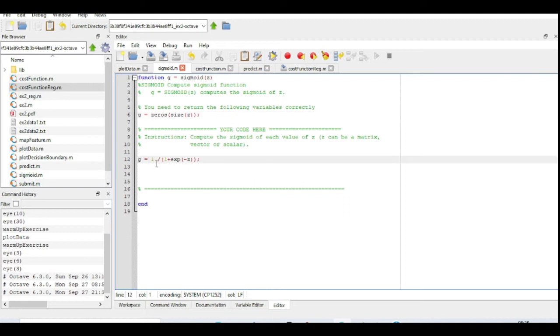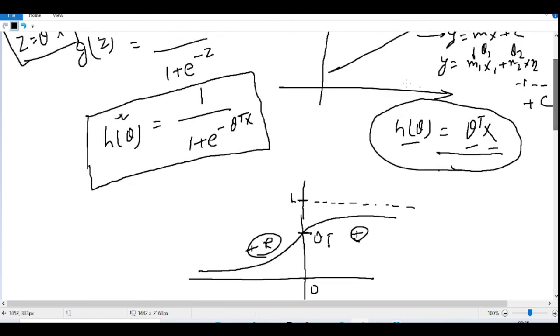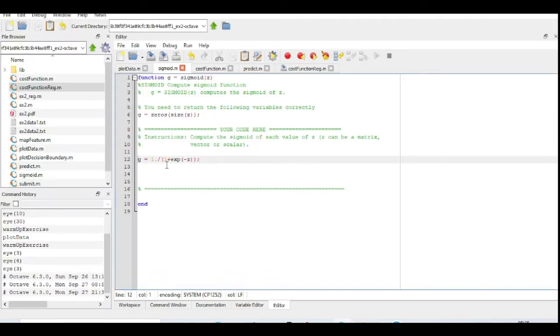Now g is equal to 1 by 1 plus e power minus z, what I have written just now. So you'll write the same thing: 1 by 1 plus e power minus z, where the exponent of minus z is e power minus z. And why are we writing the dot here? Because we want to do this operation for all the features, since it is a vectorized implementation. There might be multiple features, and we want to find the sigmoid value for each of them. That's the reason we are writing the dot. So this is the sigmoid implementation.